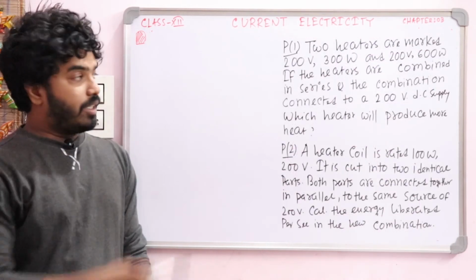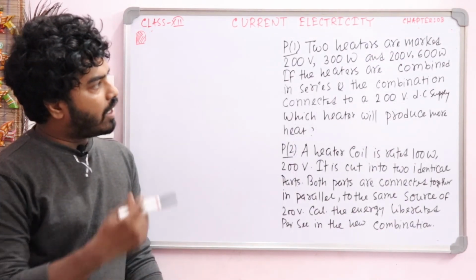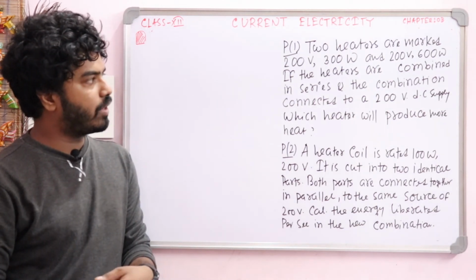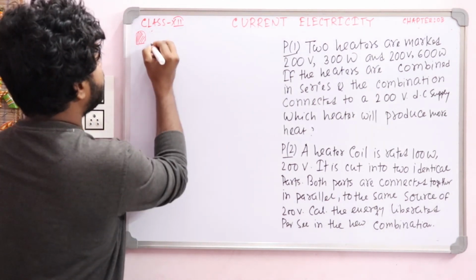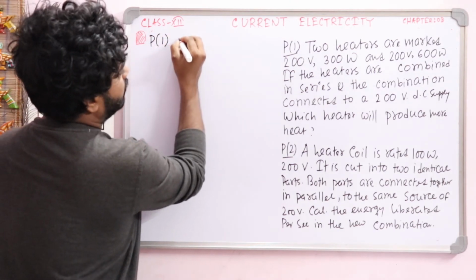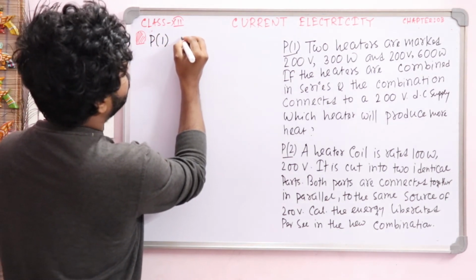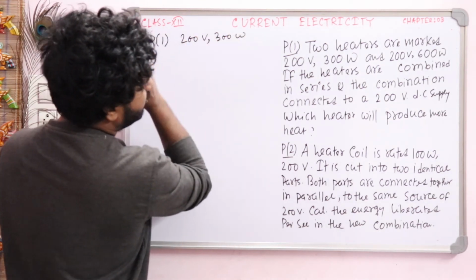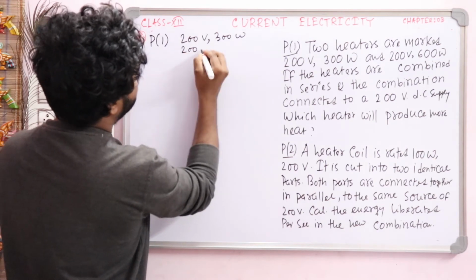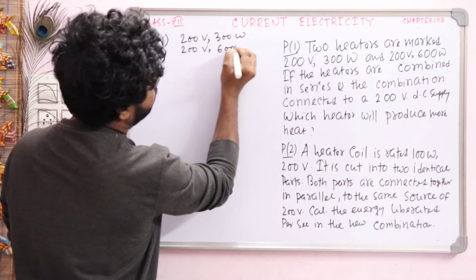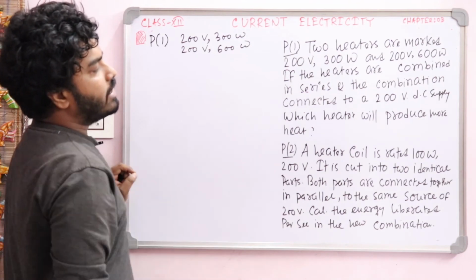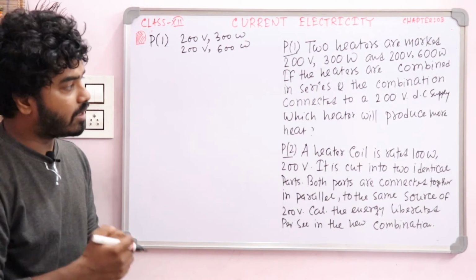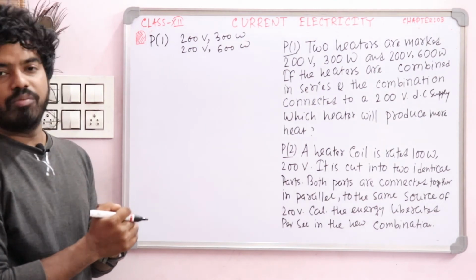Okay, see problem 1. Two heaters are marked 200 volt 300 watt and 200 volt 600 watt. Write it down first. First heater is marked 200 volt, 300 watt, that is the power, and the second one is 200 volt, voltage same but power twice, that is 600. If they are combined in series, and the combination is then connected with a 200 volt DC supply, which heater will produce more heat?